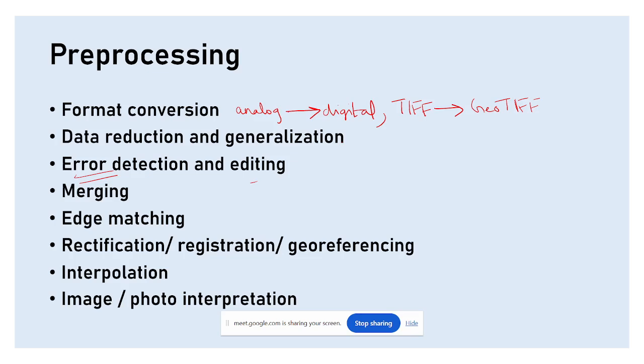Then we have merging, and then edge matching. Merging is basically combining the data, whatever is there. We'll be discussing all these in detail, but I'm just touching upon each of the topics.